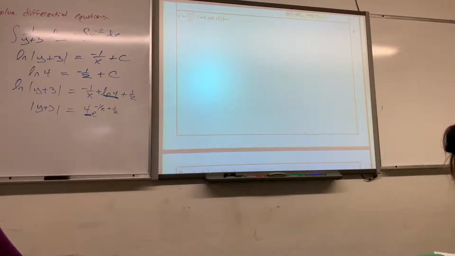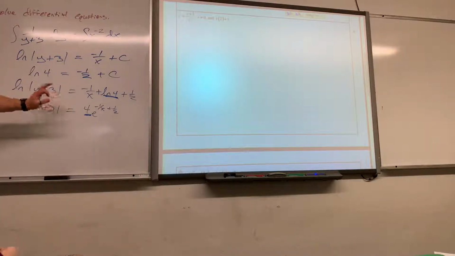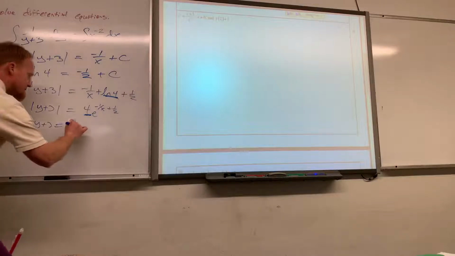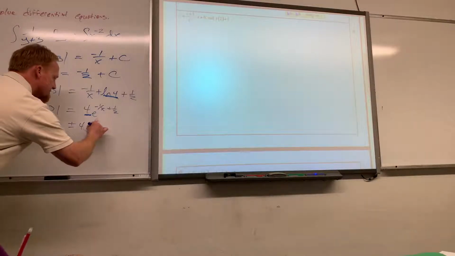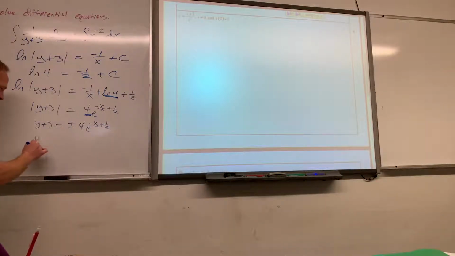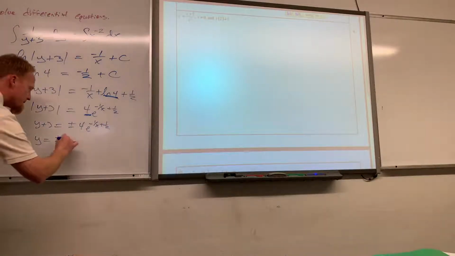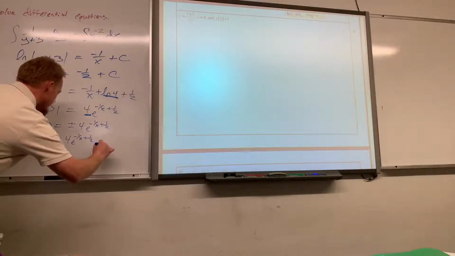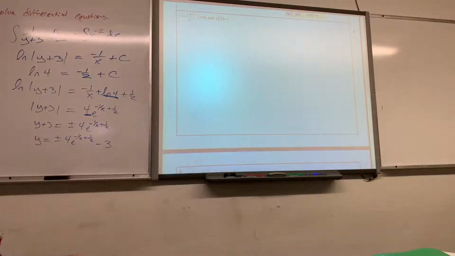Okay, next step. Plus or minus on the other side. Now, since I have something else besides just y, I'm going to stick the plus or minus in there just for a second, and then in my final answer decide which one I want. So I get y plus 3 equals plus or minus 4e to the (-1 over x plus 1/2), and then I subtract it over. And then at this point, I want to decide if I want the positive or the negative.